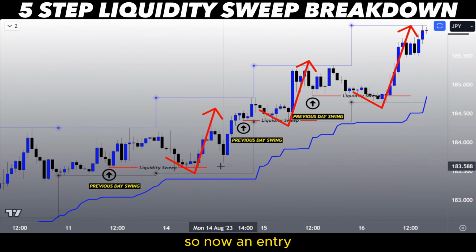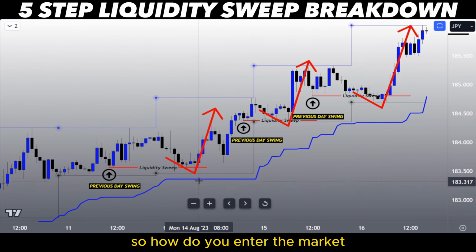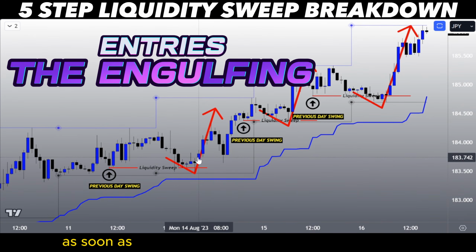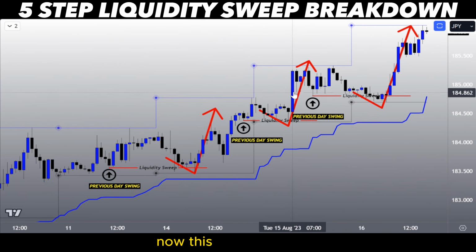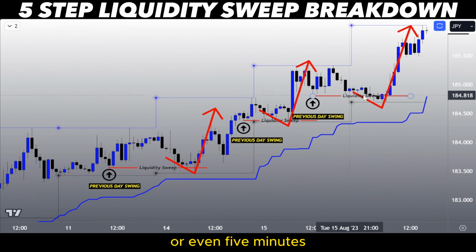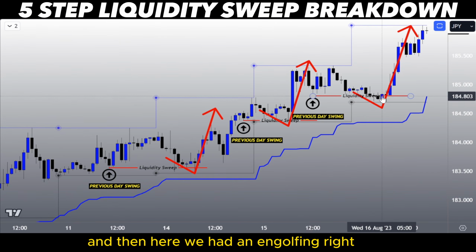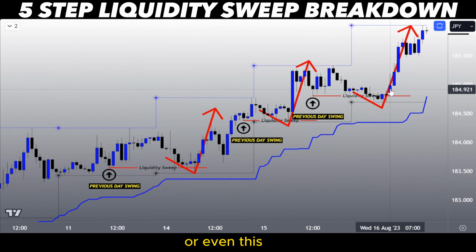So now an entry. So how do you enter the market? You can enter the market as soon as you get an engulfing candle to the upside. We have one right here. Now this one is too huge. It has already grabbed all the liquidity. So in order for us to enter this candle, we would have had to enter on a smaller time frame, like 15 minutes or even 5 minutes. And then here we had an engulfing right here, or even this one, which happened during the London session open around 7 a.m. London time.